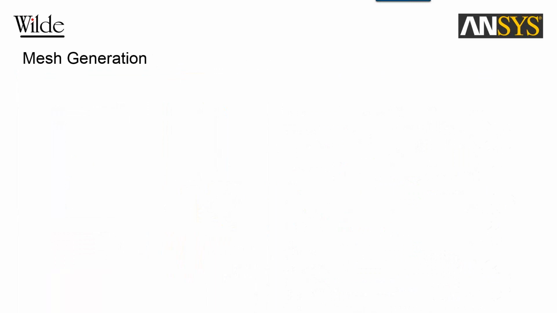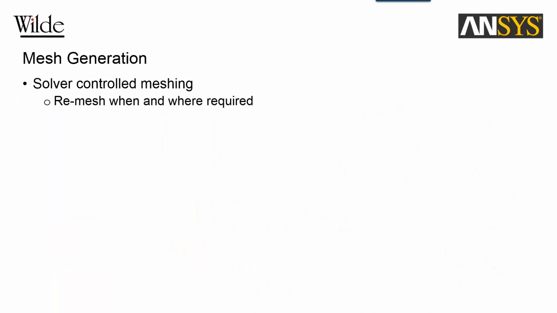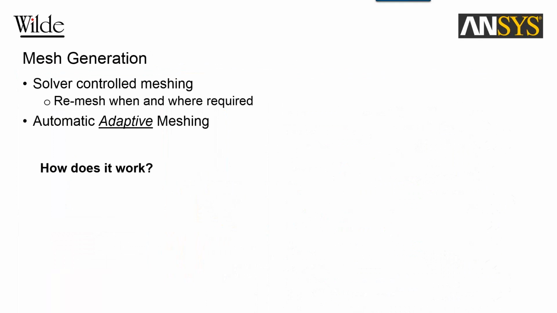Okay, one thing I haven't talked about so far is mesh generation, and that's because mesh generation within ANSYS Maxwell is solver controlled. By that, I mean the solver is smart enough to remesh when and where is required within the electromagnetic domain. We refer to it as the automatic adaptive meshing, and the key word is adaptive. How does it actually work? So, you've got your boundary conditions, you've got your geometry, you've set up your initial conditions, you set up an initial mesh. Well, the solver sets up an initial mesh.